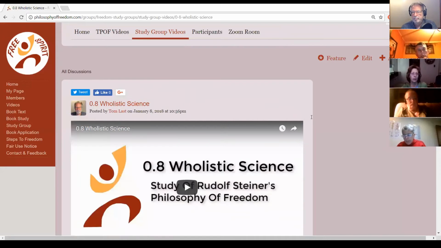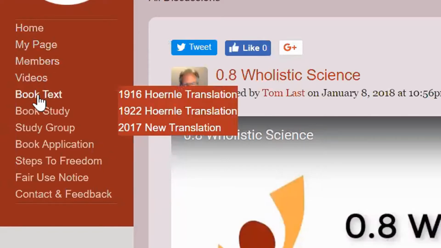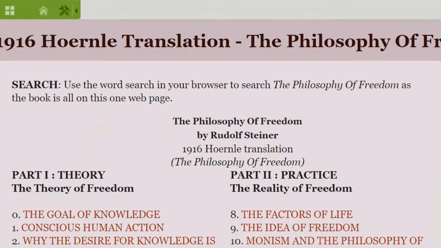What does this 0.8 mean? Okay, that's a good question. I have the book sectioned off into different topics, on kind of natural breaks within the chapter. I will go to the book text here. I'll go to the 1916 translation.